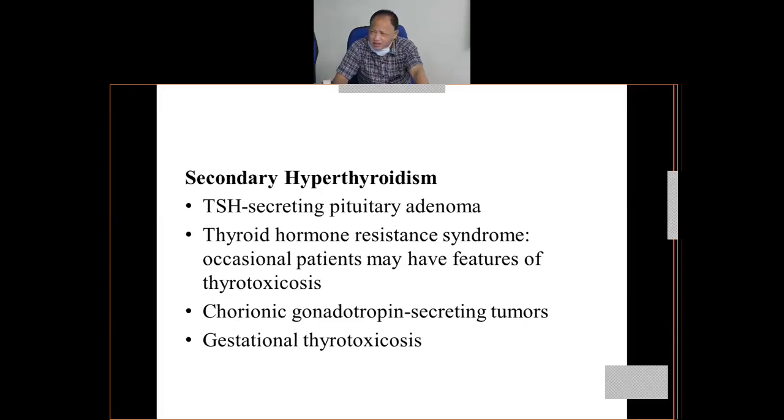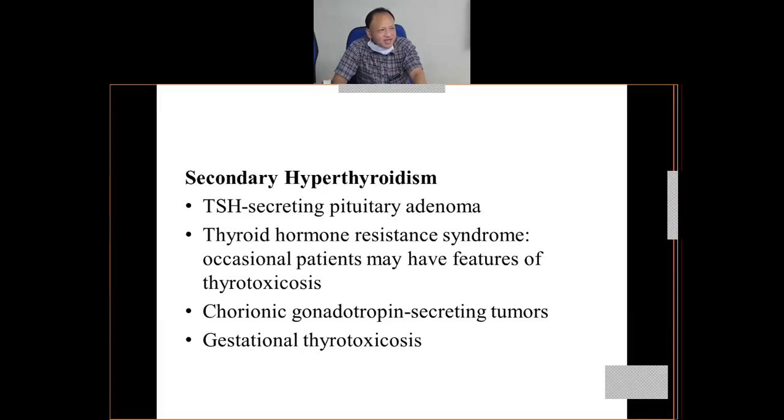Secondary hyperthyroidism, as the name suggests, secondary, remember last time when we talked about primary and secondary, means outside of the thyroid gland. As you know, that means the cause is due to stimulation from above the thyroid. So what is the stimulation from above the thyroid? It comes from the pituitary or from the hypothalamus.